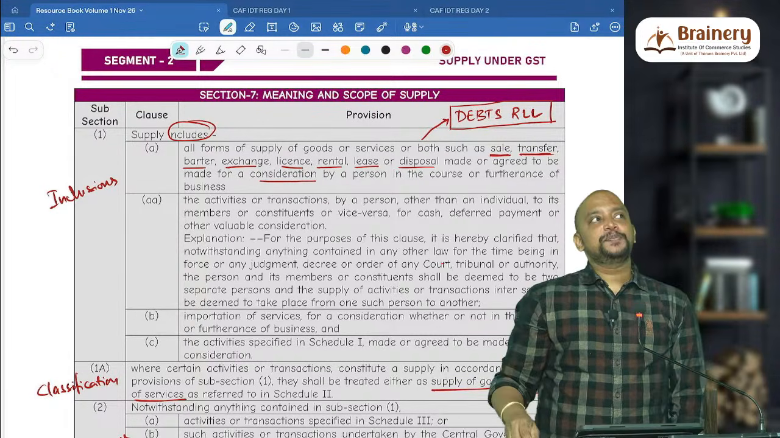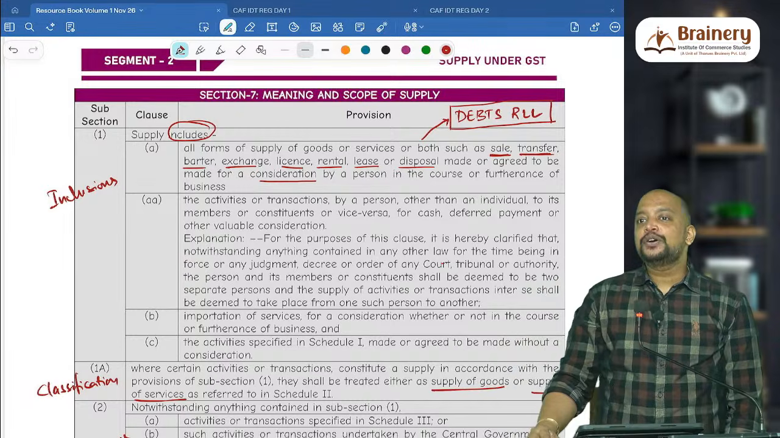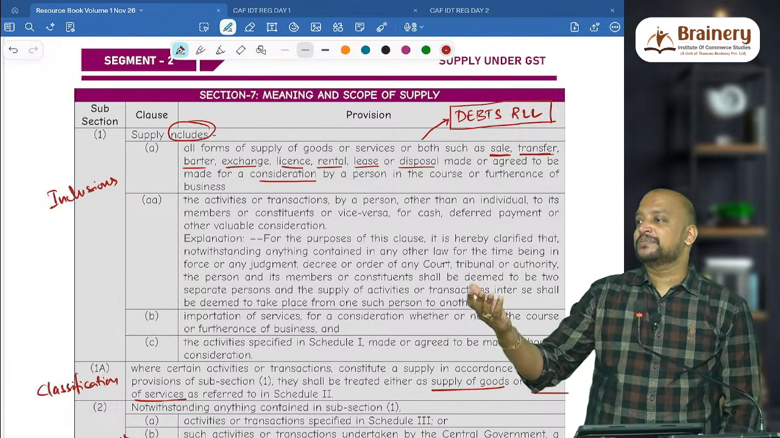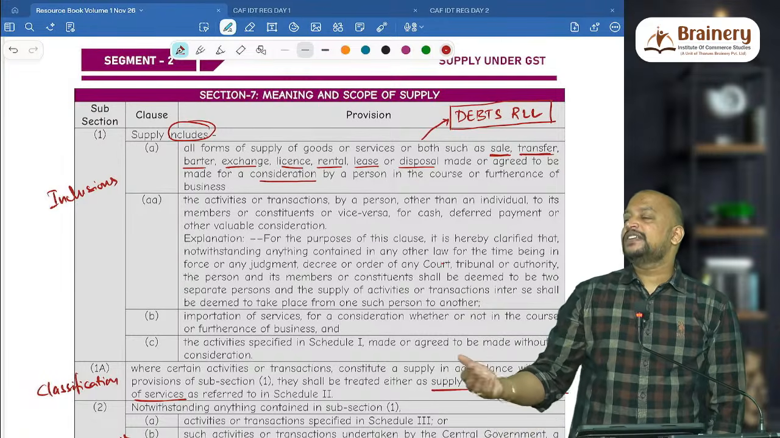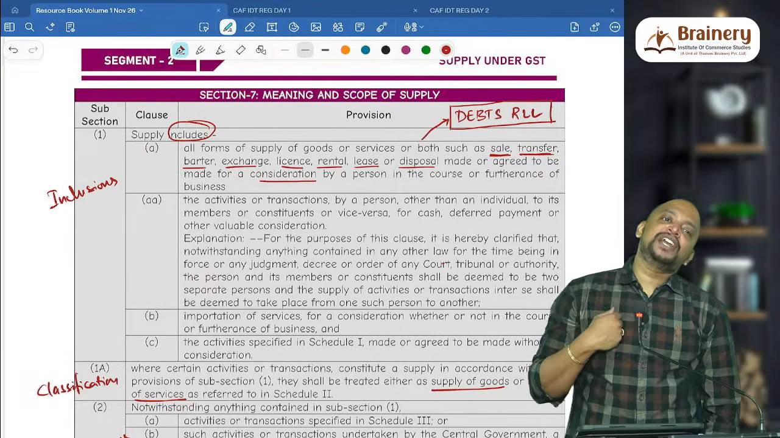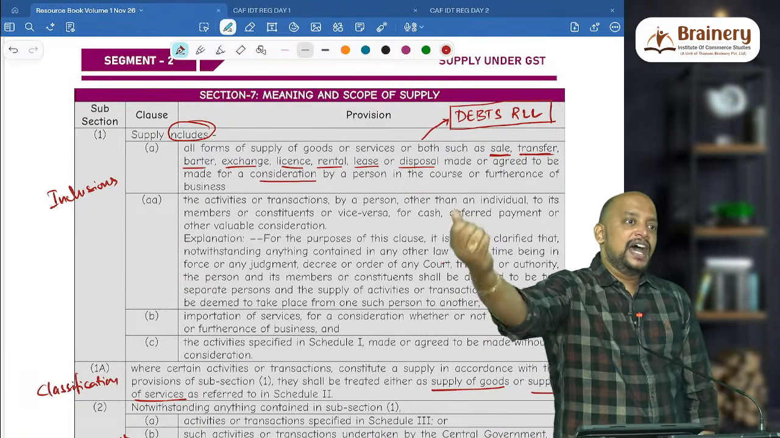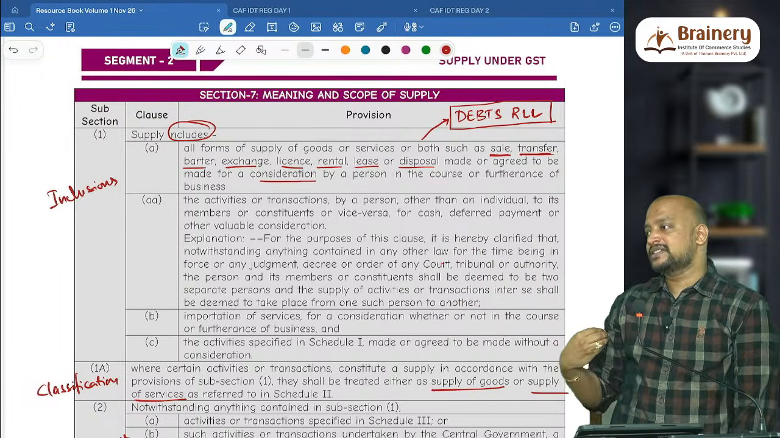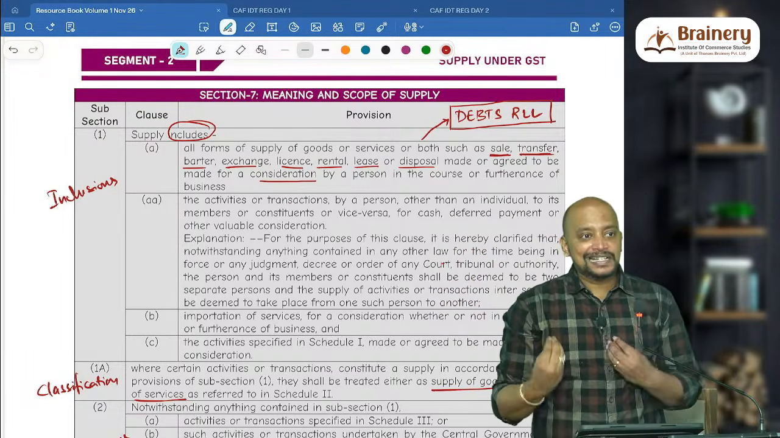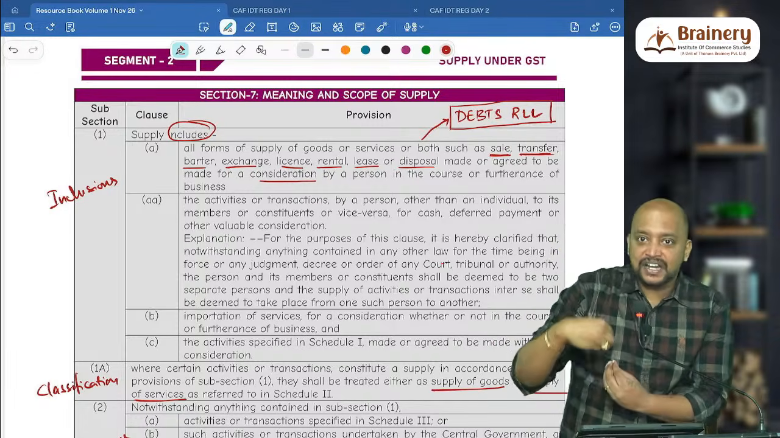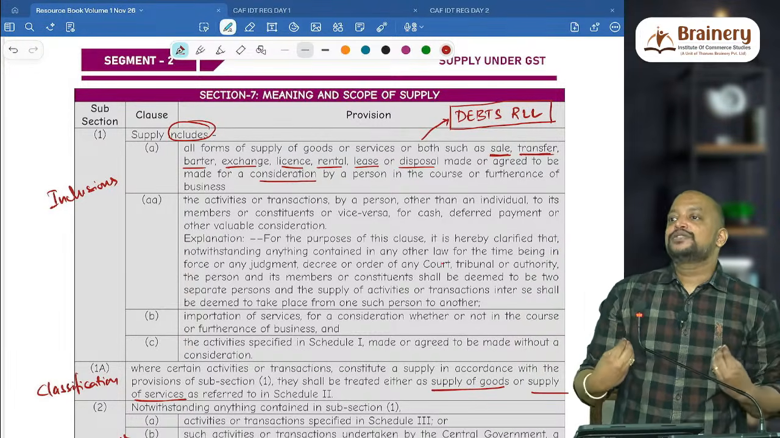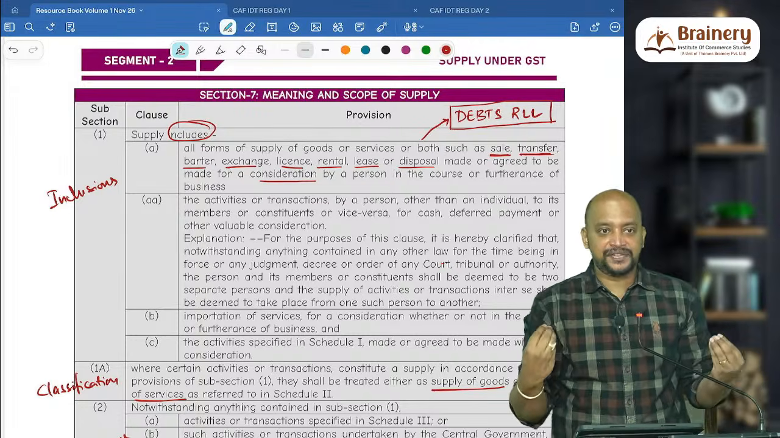For example, a landowner will be giving the development right under a joint development agreement, JDA. Under a joint development agreement, what will the landowner do? They will give the development right to the builder, and for that the builder will give constructed flats. So it is a case of service for service. I am giving the land development right and you are giving me the flats. So it is services for services.